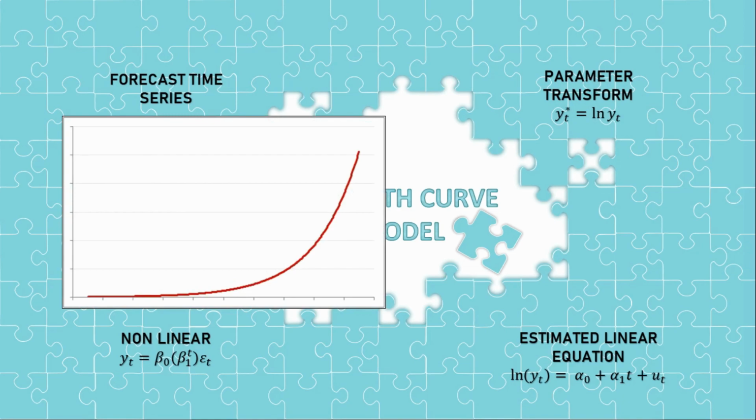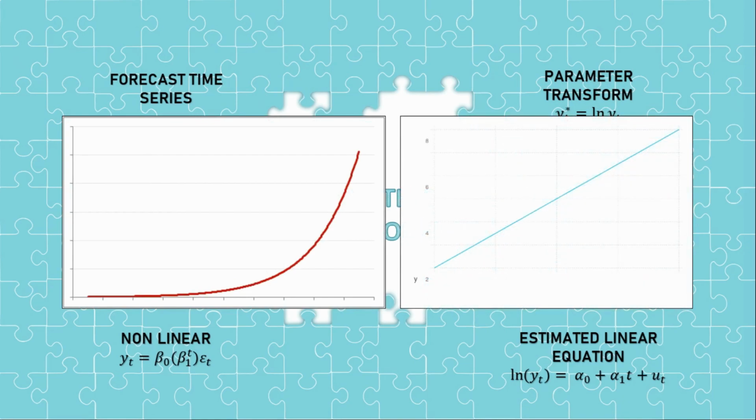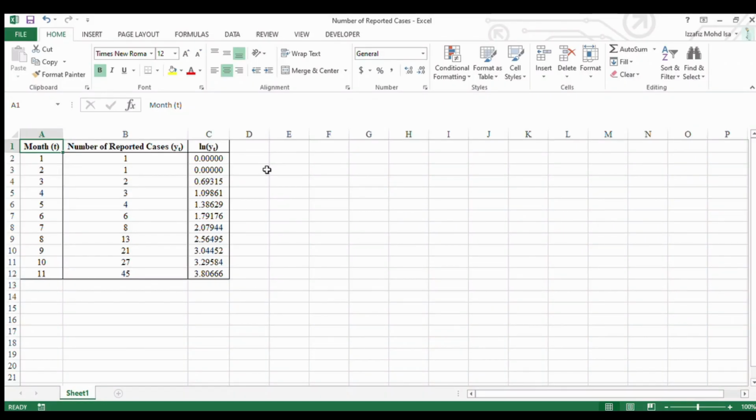The point estimate of growth rate gives us information regarding the increase or decrease in the value of a particular variable after a certain period of time. Next, we will show how to perform the growth curve model analysis by using an example. In this Excel worksheet, we have a time series data that shows the number of reported cases of a new disease over the last 11 months.